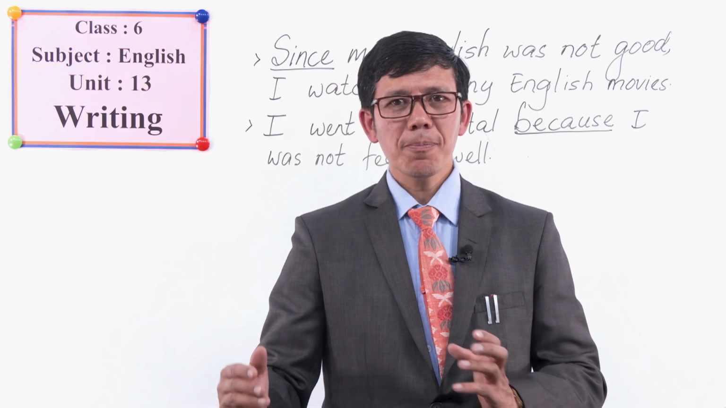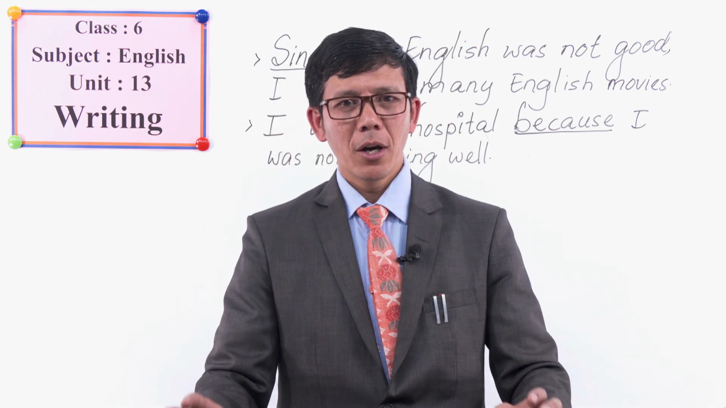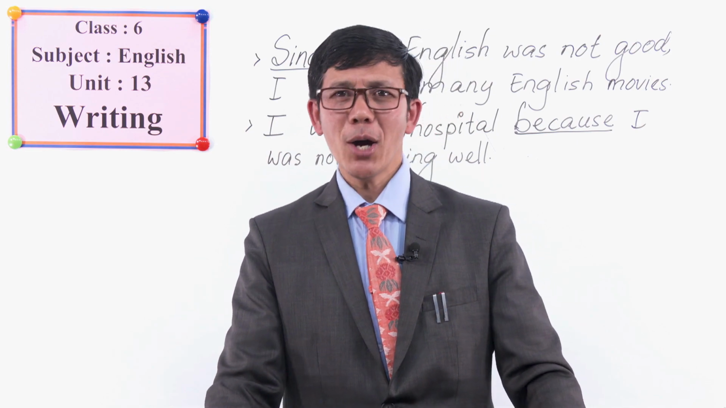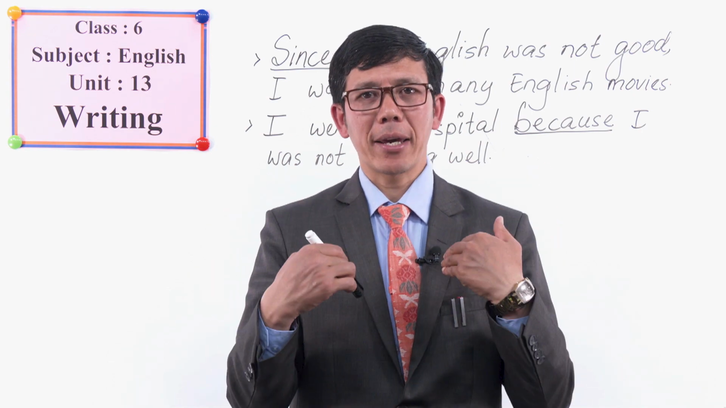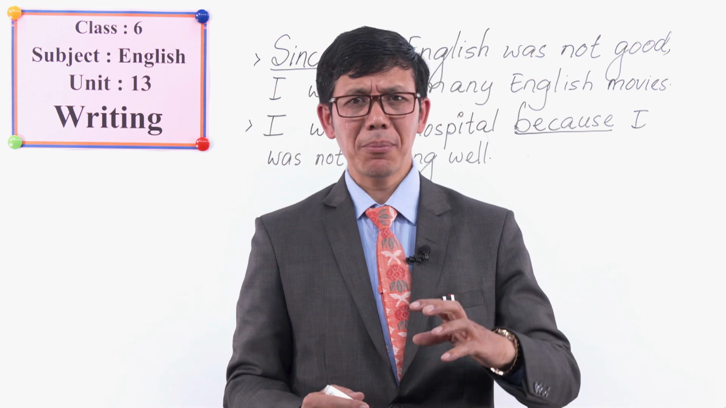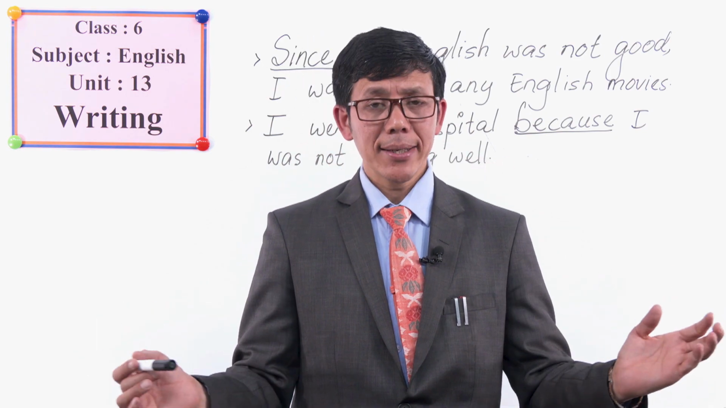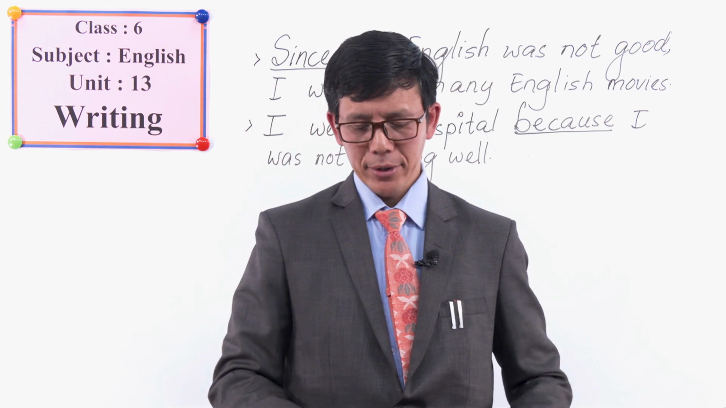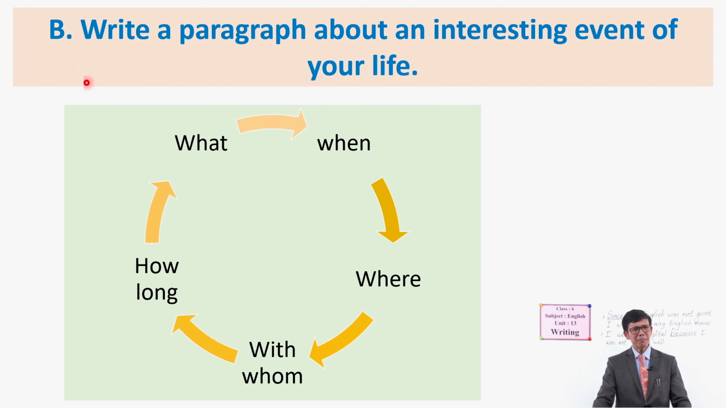Now, in the second part of our lesson, we will develop and write a paragraph about an interesting event of our life. We have some interesting events, maybe some good, some bad, but we do have events in our life. So here we look at this exercise B. You can simply think of some of the events, and then you write a paragraph about it.